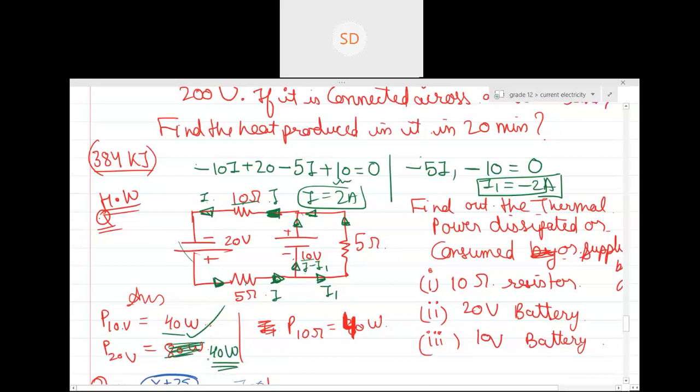And even the power through 10 ohm will change then. Power through 10 ohm will be how much? It is I square R. The current is 2, so 2 square into 10, so this will be 40. So power through 10 ohm is correct. Okay, I got it. So only this was wrong.